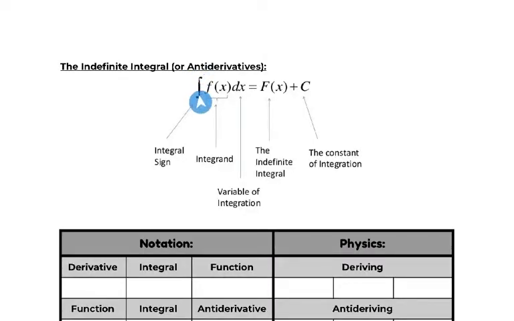Again, the integral sign we've already spent some time with. We call what it is we're taking the integral of the integrand. This is the variable of integration, or what we're integrating with respect to. And then the output of this, in terms of the antiderivative, is the indefinite integral, and then plus that constant of integration. Okay?